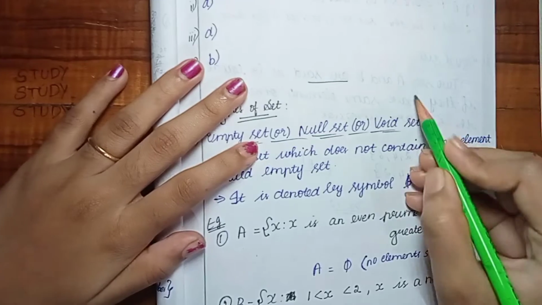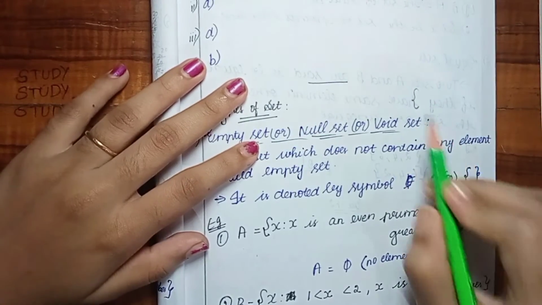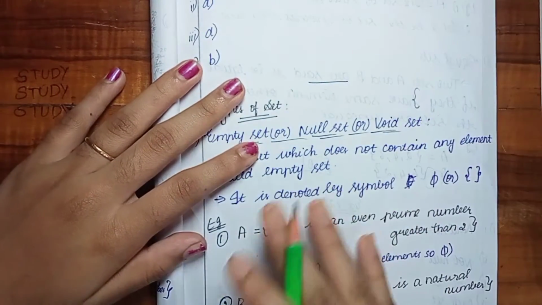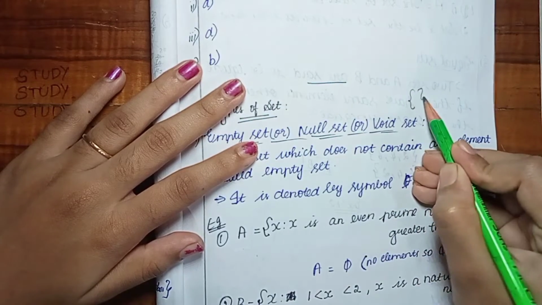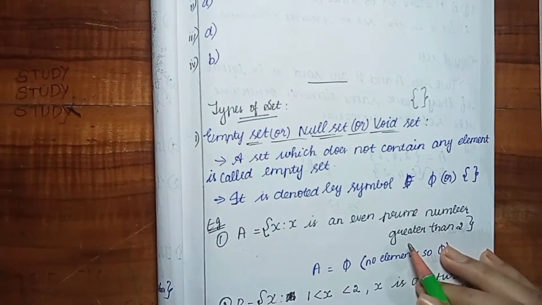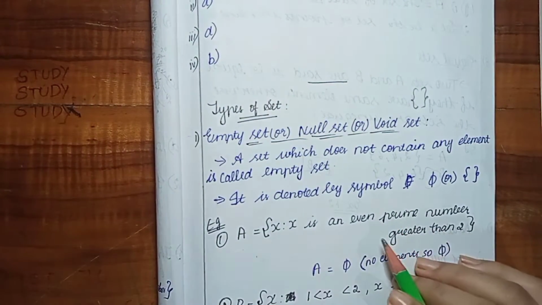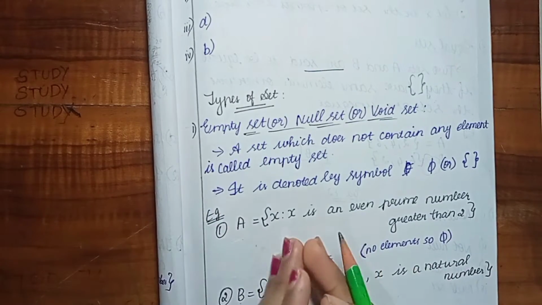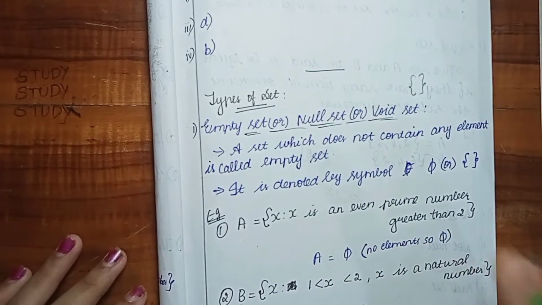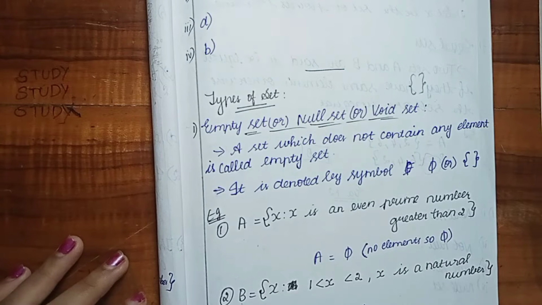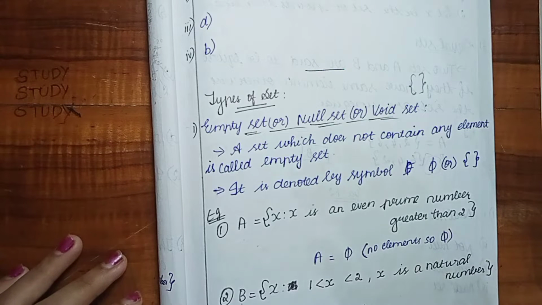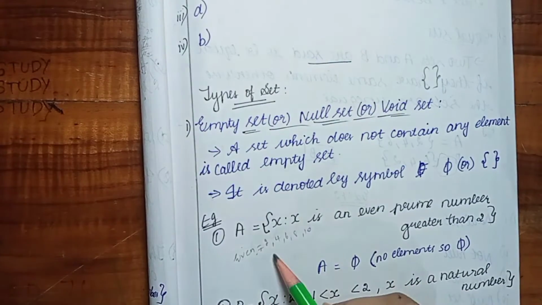So while you are writing an empty set, you may start like this. While you are checking a problem, it may turn out to be an empty set, so you can put this symbol again. For example, such that x is an even prime number greater than 2. There are no elements. There are no even prime numbers greater than 2. So it is an empty set.